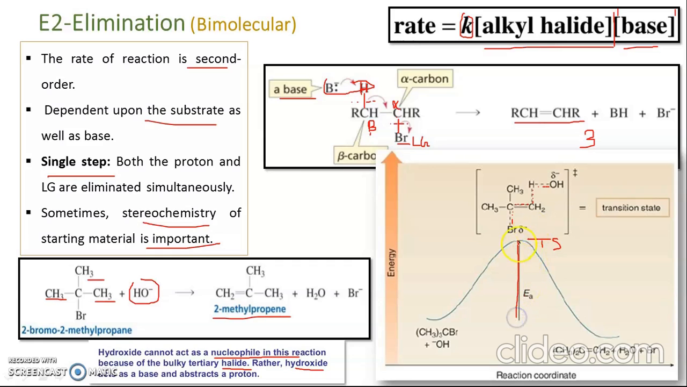There is just one activation energy. As there is a single step, you can also call it the RDS step. In E1 we have seen that the first step, the carbocation formation step, is the RDS step, but here, since it is a single step, it is the RDS step. And our final product is Me2C=CH2, that is 2-methylpropene.